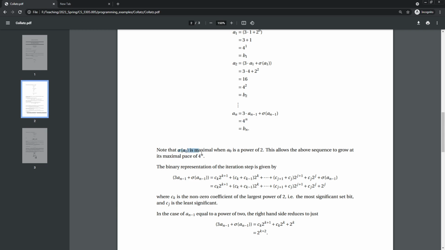So we make a note of it here. So it's maximal. It grows the most whenever the least significant bit is as significant as possible. That makes sense. Okay.